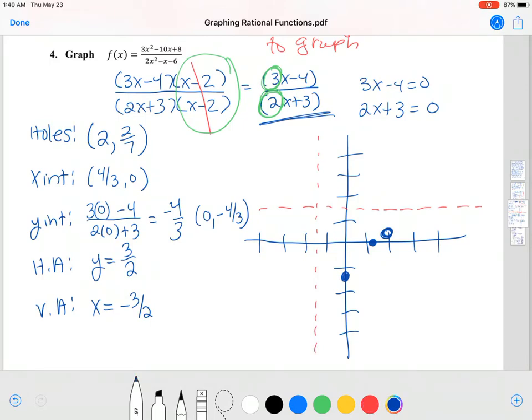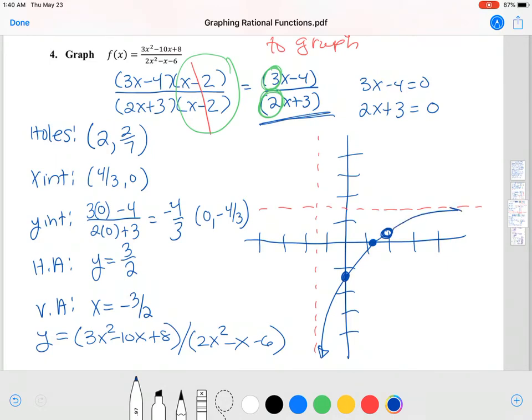Then we put this on the calculator to check to see where our arrows are going to go. We're going to put it in as y equals, and then in parentheses, 3x squared minus 10x plus 8 divided by, then parentheses again, 2x squared minus x minus 6. When you do that, you're going to see that your graph comes down on the right. So to the right of your vertical asymptote, it's going to go down, and then it's going to flatten out here. And then on the left side of your vertical asymptote, it's going to go up and flatten out here.